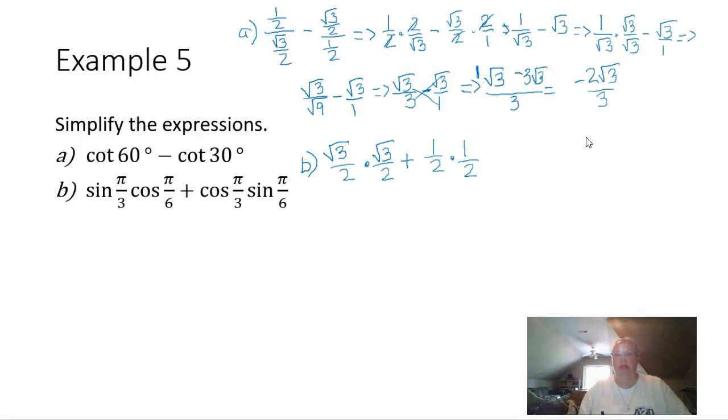So the square root of 3 times the square root of 3 gives me the square root of 9 over 4, plus 1 over 4. And the square root of 9, I know, is 3. So we have 3 over 4 plus 1 over 4. And that simplifies to 1.